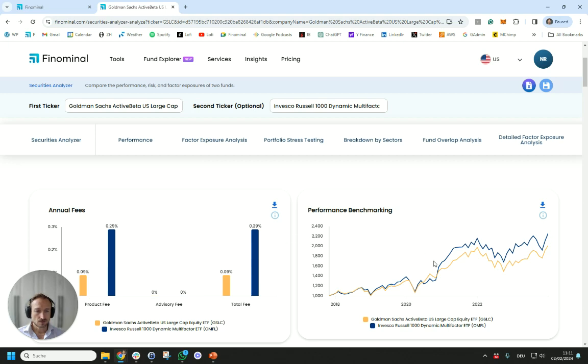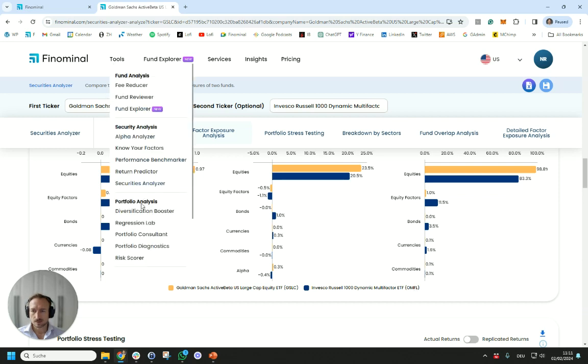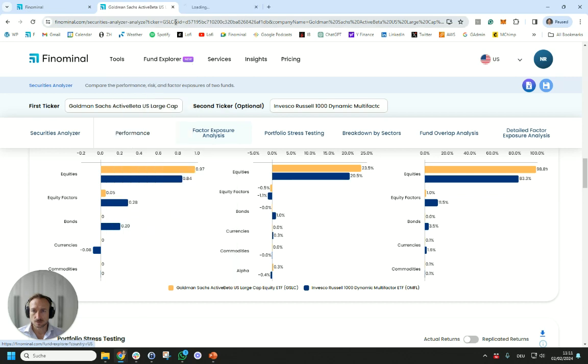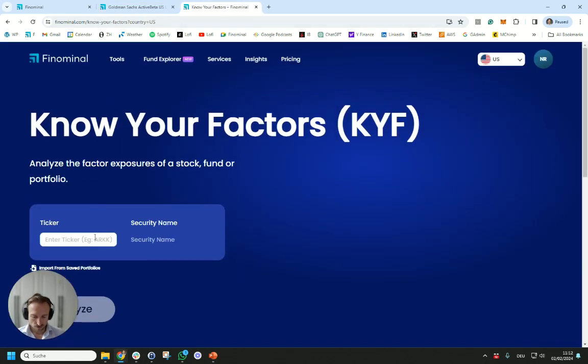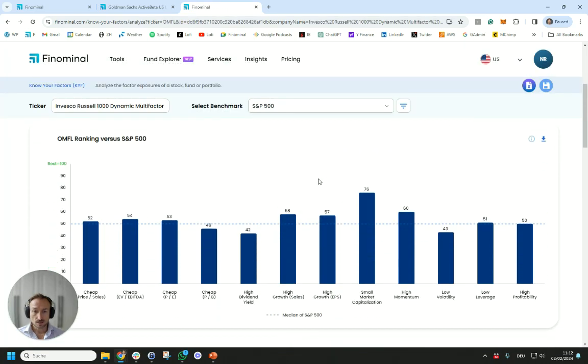So just out of interest, let's find out why OMFL is different than GSLC. We can do a quick factor exposure analysis over here. And this highlights effectively what we saw previously, that GSLC is basically a beta proxy for the S&P 500. It has very little equity factors, especially compared to OMFL. And just to finish it off, let's have a quick look at OMFL on the Know Your Factors tool, just to see if the exposure is more pronounced to the standard equity factors like value, momentum, and so on. And indeed, we see that to a degree. You can see those bars are a little bit higher than previously. They also have a small cap exposure.